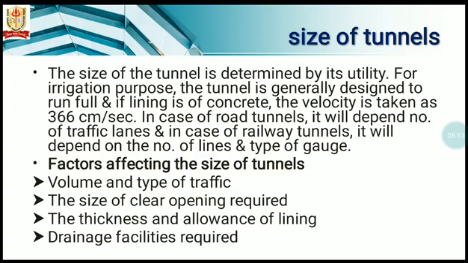The size of clear opening required: in the case of railway tunnels of a single track, a clear space of at least 0.60 meter on each side should be allowed between the tunnel wall and the side of the largest locomotive. The thickness of the lining varies with the material to be penetrated, and an allowance of 5 to 7.5 cm for inward movement of side walls without endangering their stability should be given. The type of drainage system also affects the size of tunnels.